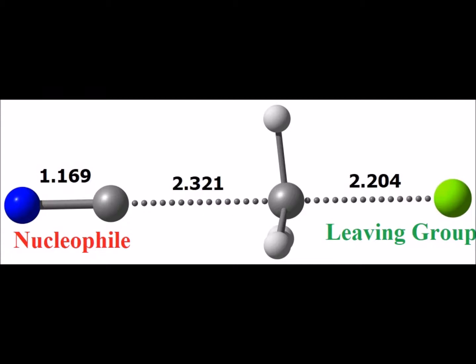Cyanide is the conjugate base of the weak acid hydrocyanic acid. Therefore, it is a strong base and is a good nucleophile. On the other hand, chloride is the conjugate base of the strong acid hydrochloric acid, and therefore chloride is a weak base and a good leaving group.